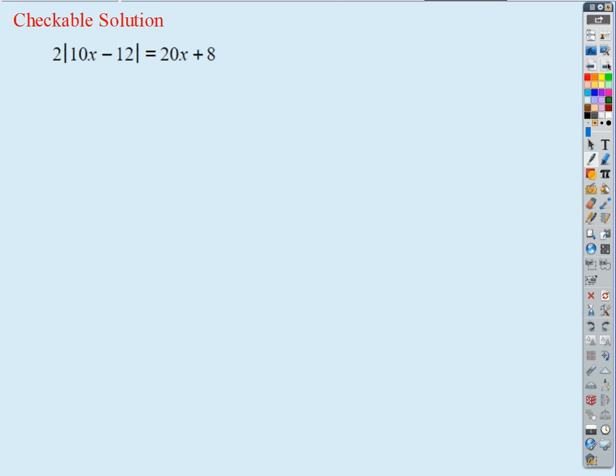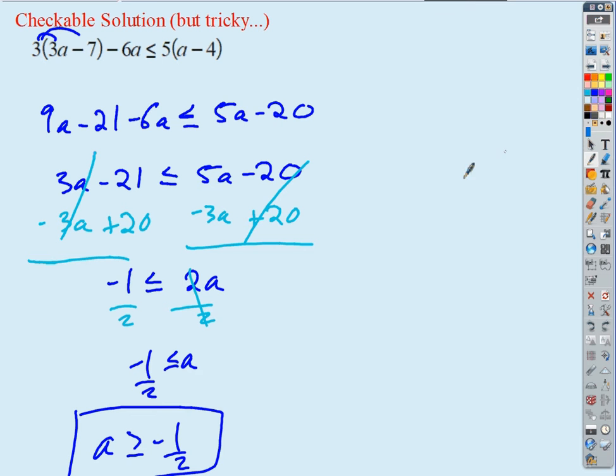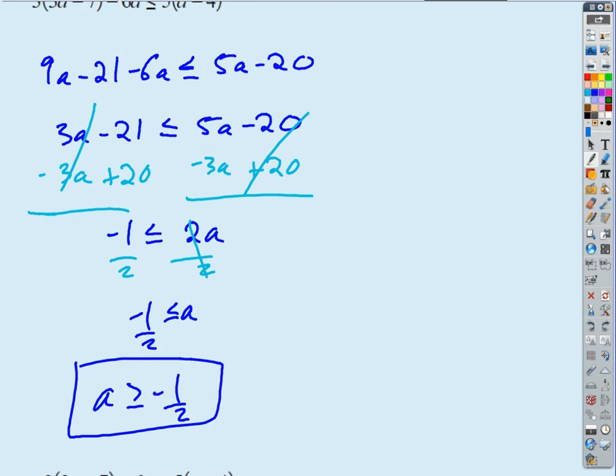Tell you what, let's skip that one. I'm confident you can do that one. Okay, here's what we started on yesterday. Let's finish this one.